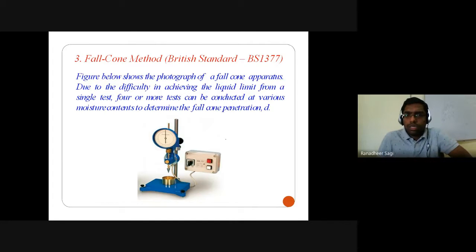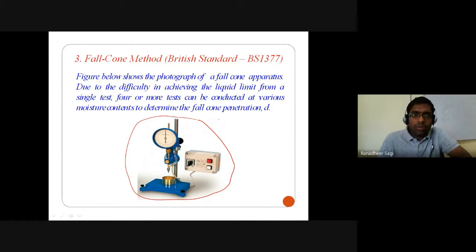So this particular apparatus is what we are going to be using in the cone penetration or falling cone method. Due to the difficulty in achieving the liquid limit from a single test, because we cannot say exactly what the corresponding water content is, you have to mix properly so that the depth of penetration is exactly 20 mm for a duration of 5 seconds. It's not going to be possible.